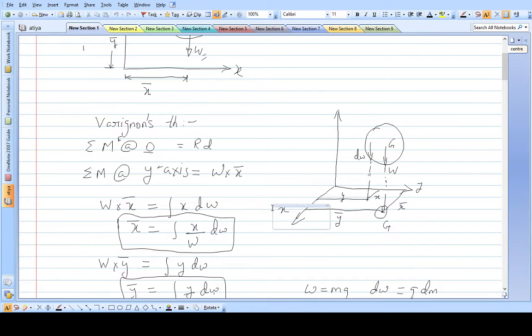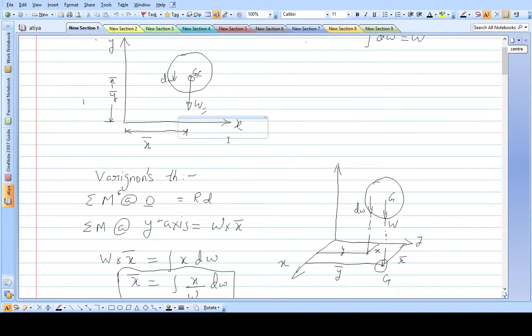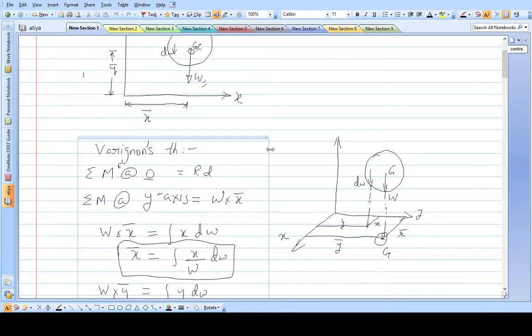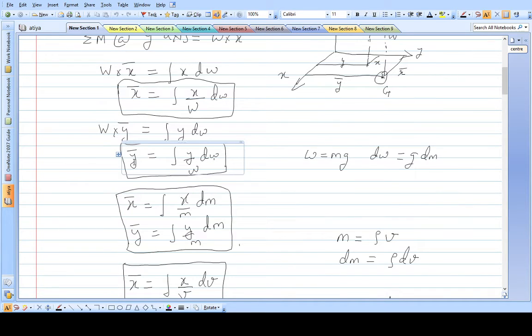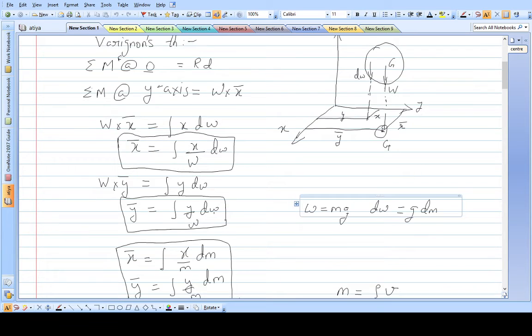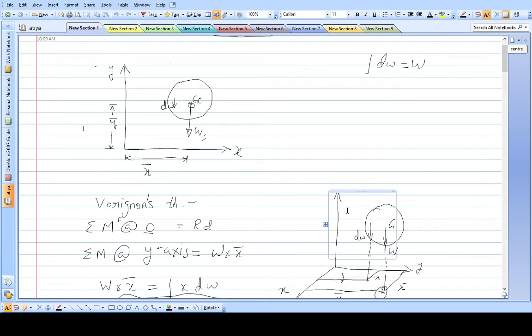Hence the summation of moments about the y-axis gives you W into x bar, and similarly, if we apply Varignon's theorem about the x-axis, the summation of moments about the x-axis will be equal to W into y bar. So we get x bar equals the integration of x by W into dW. Hence for y bar as well, y bar equals the integration of y by W into dW. So this was to find the center of the object.